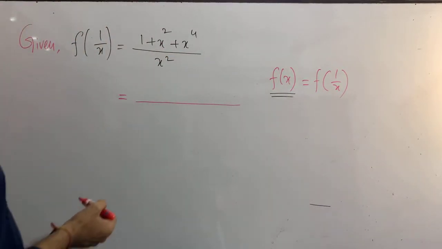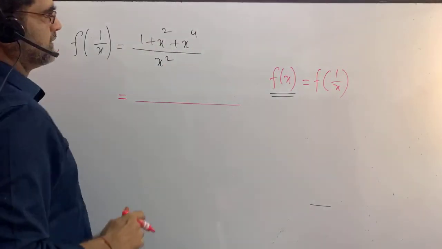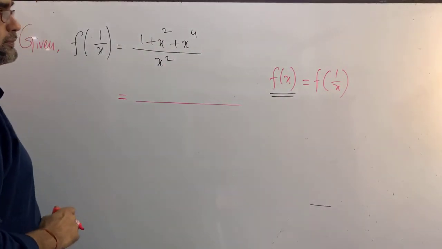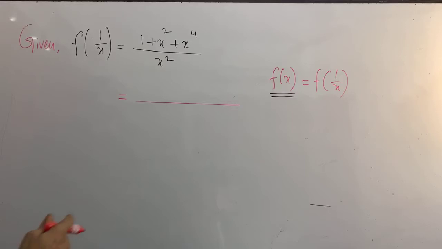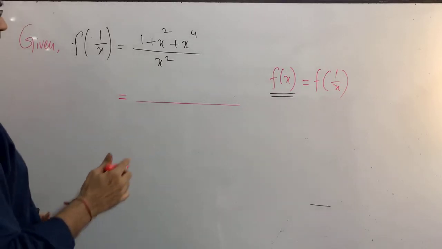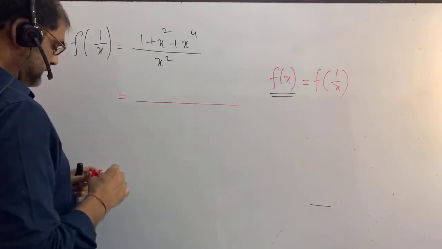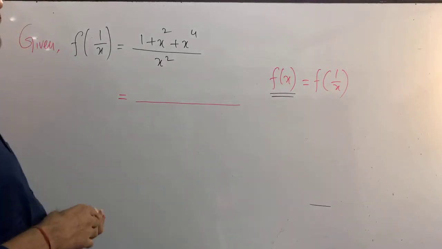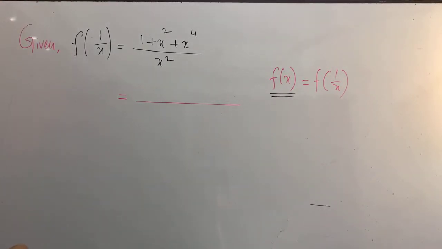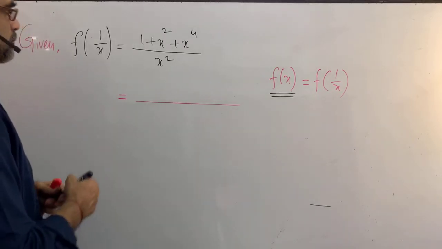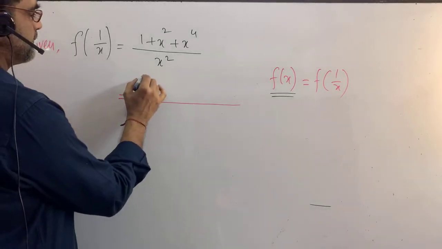What is the highest power here? 4. I mean, the highest power of the variable x is 4. So I will divide both the numerator and denominator by x to the power 4. Okay, please see how I am going to do it.